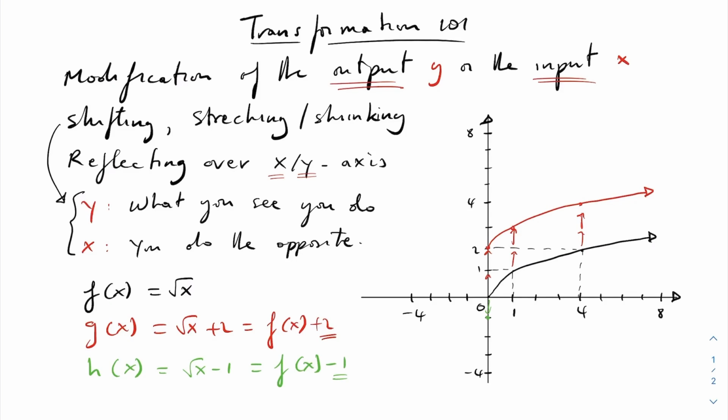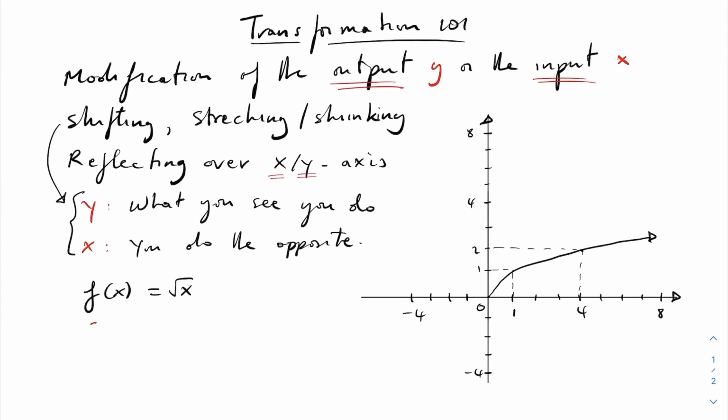Also, the point (1, 1) is going to be now the point (1, 0), and the point (4, 2) is going to be now the point (4, 1), because all the outputs are being shifted down by 1. And so with that, you can connect all these points together, and you get a new graph, and you're done.